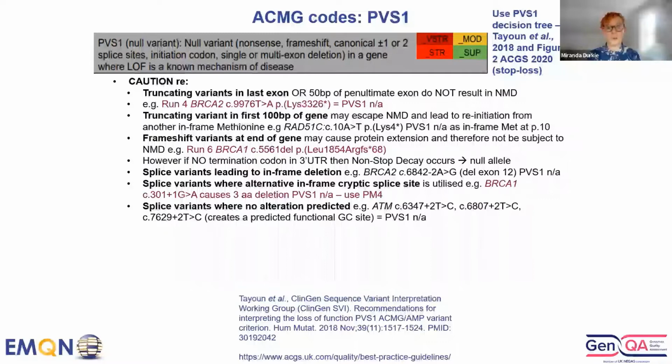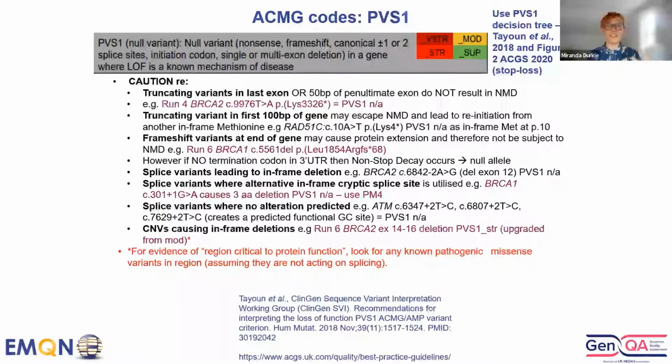And then we also have CNVs. You can think a large deletion is going to be pathogenic, but again, they can create small in-frame deletions. For example, in run 6, we had a BRCA2 exon 14 to 16 deletion. Using the PBS decision tree, that would come out as PBS1 moderate, but we were able to upgrade it to strong because the region was critical to protein function. A good tip for that is to look for any known pathogenic missense variants in that region, and obviously please check that they're not acting on splicing.